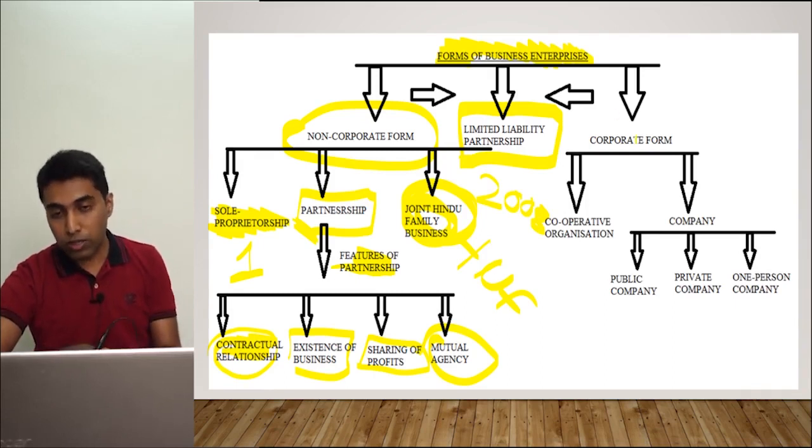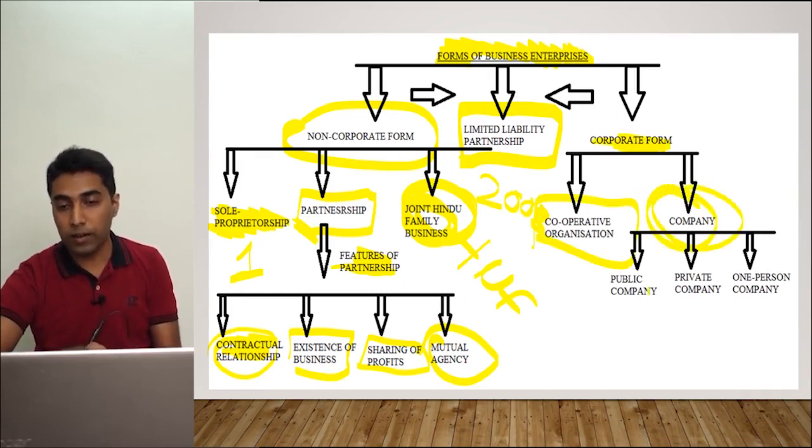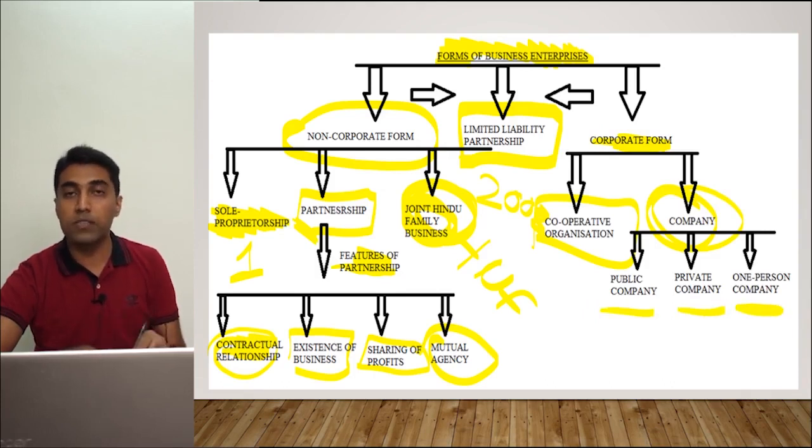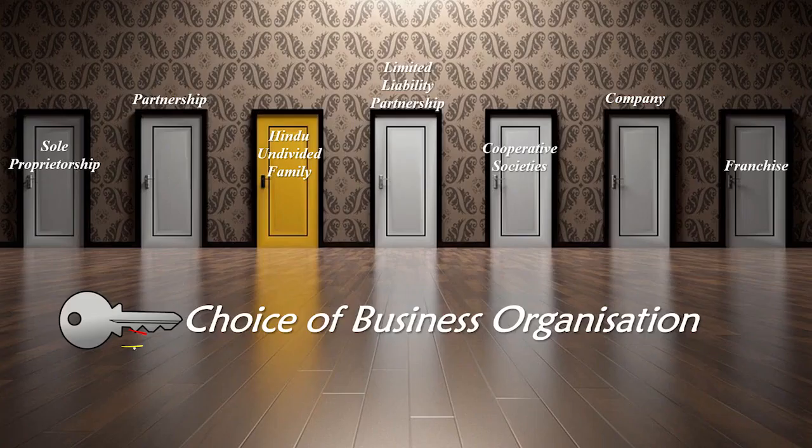Then if you go to the corporate form of entity, we have corporate society organization, and then we have company. In company, we have public company, private company, and one person company. What each one of them is, we will be understanding in detail. Choice of business organization. So this is the first chapter where we study what is the door you must take for your business. This is important.